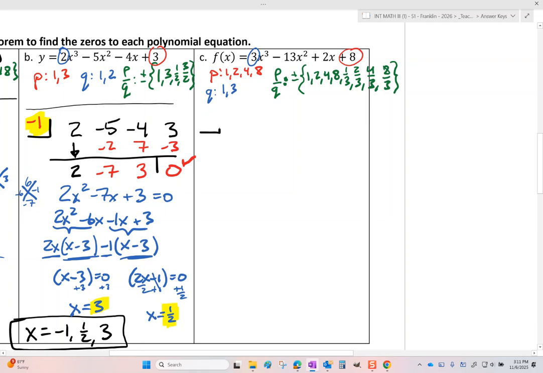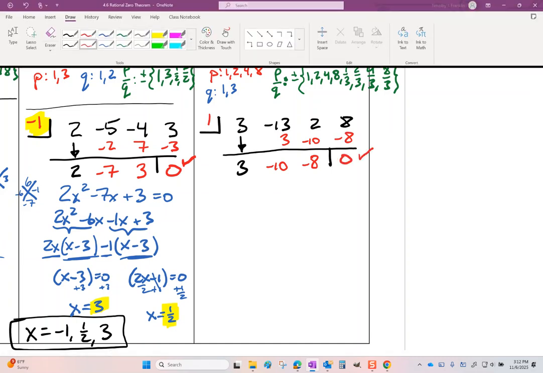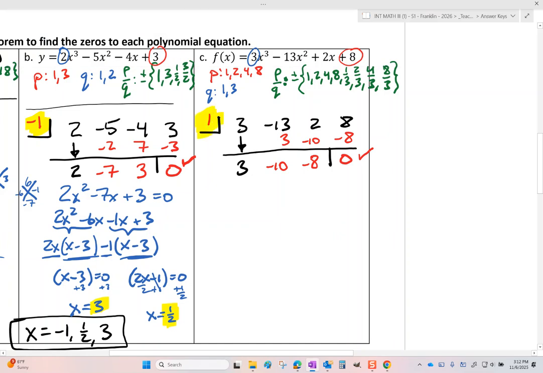So let's do some synthetic division here. We're going to set up, we got 3, negative 13, 2, and 8. So bring that 3 down. Let's go ahead and try a 1. So 3 times 1 is 3, that's negative 10. Negative 10 plus 2 is negative 8. Times 1 is negative 8. We got that right away. That's always nice. So we got 1 is one of our roots.